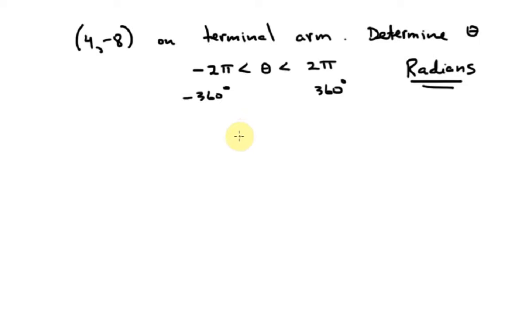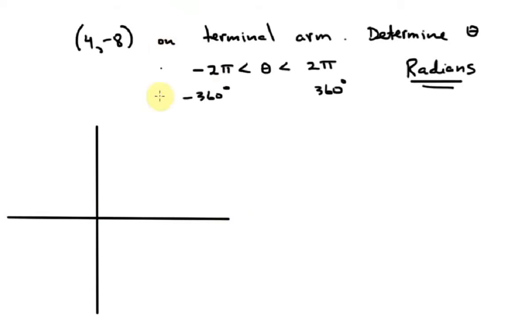Well, I think a really good idea is to draw a picture. Pictures always give you a good framework, so I'm going to draw myself a little picture here, set up my little grid. Let's say my terminal arm is 4 to the right and down 8, so it looks like it might be something like this. Kind of steeper, something like that. And if I set up my little triangle here, there it is. I know this is 4, and this is dropped 8. And theta has taken us like so, and there's my reference angle.